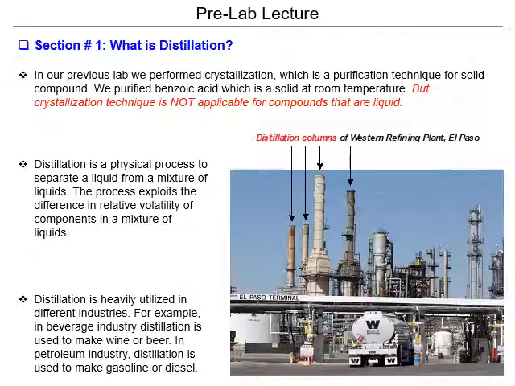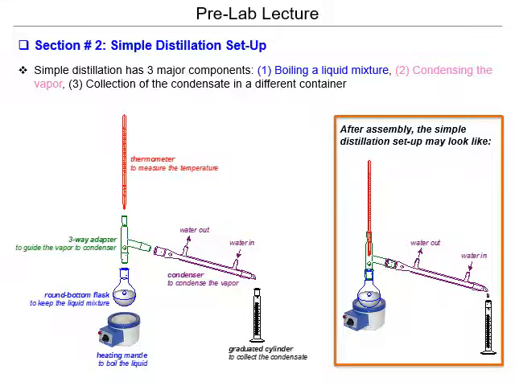Distillation is heavily utilized in different industries. For example, in beverage industries, distillation is used to make wine or beer, and in petroleum industries, distillation is used to make gasoline or diesel. Basically, distillation employs the differences in boiling points of liquids. So even though distillation is quite a simple process, the calculations behind the process require quite a bit of computation. So make sure you read the book in its entirety to at least get introduced to a lot of the math that you can perform and the graphing of several different characteristics, right?